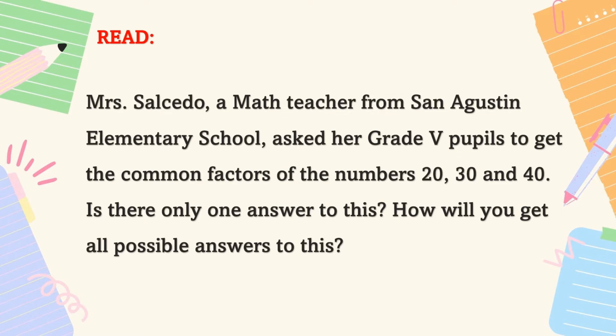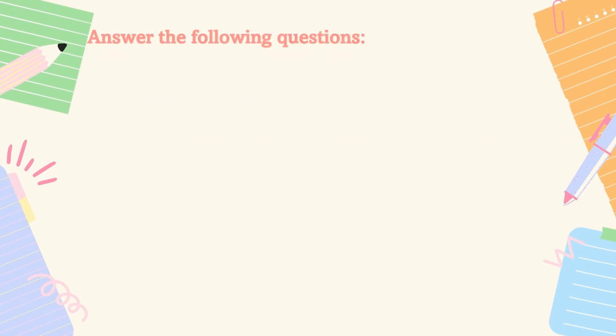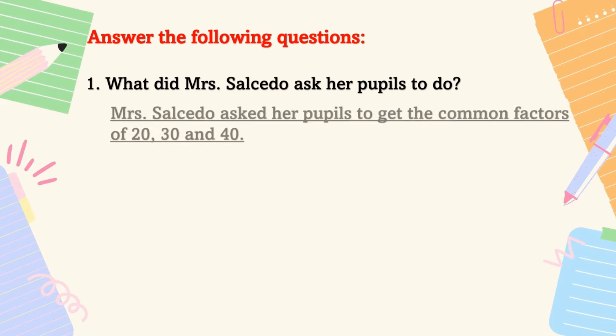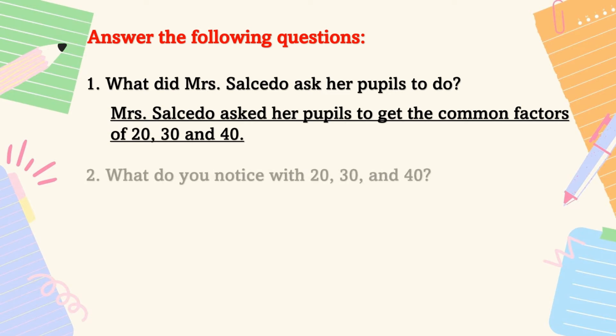Now, let's answer the following questions. The first question is, what did Mrs. Salcedo ask her pupils to do? That's right. Mrs. Salcedo asked her pupils to get the common factors of 20, 30, and 40. The second question is, what do you notice with 20, 30, and 40?